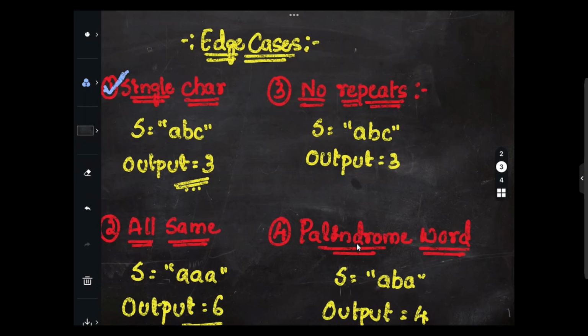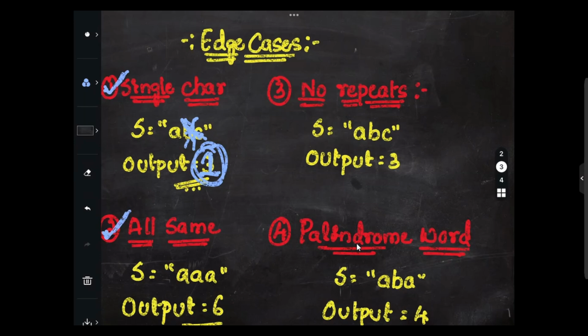The first edge case is a single character. Let's consider A here. Sorry, I got confused and took the wrong string. So for a single character, we will go with A, and the output will be 1. There is only one character, so it is a palindrome. One single character equals 1 palindrome. We know this one.